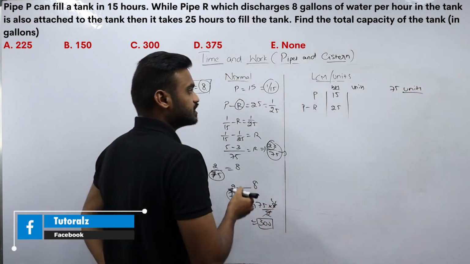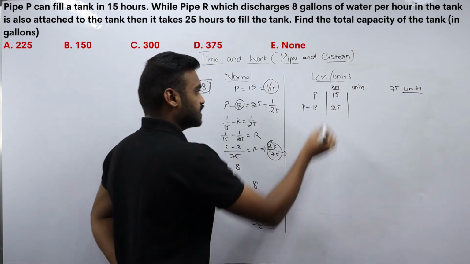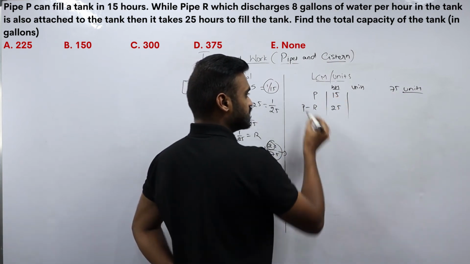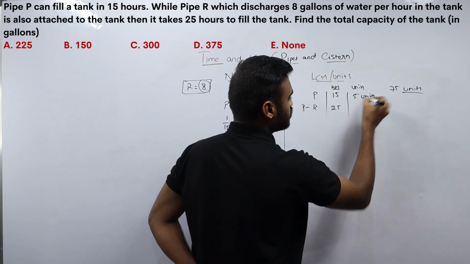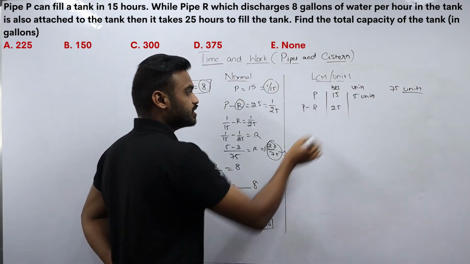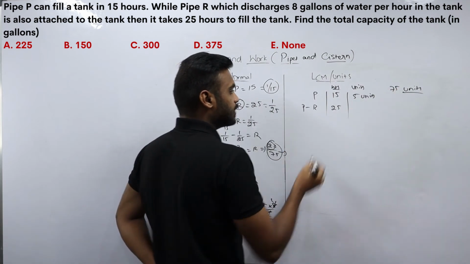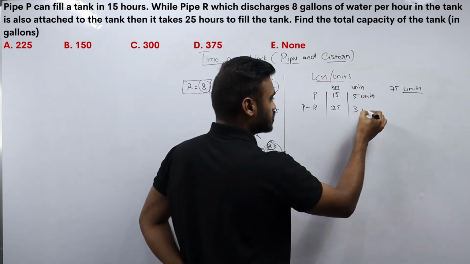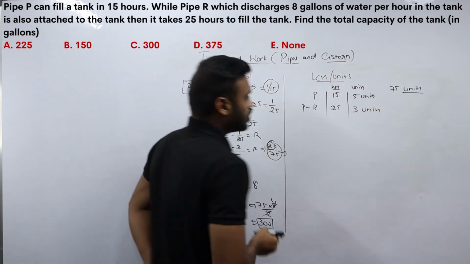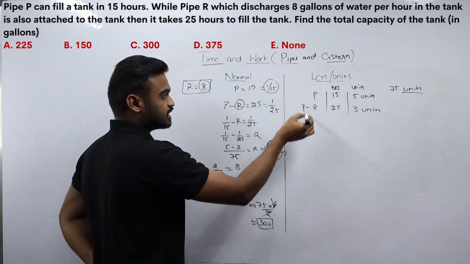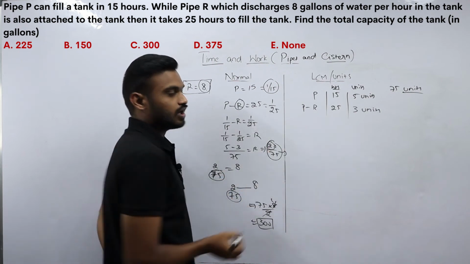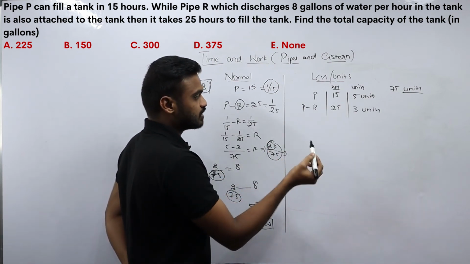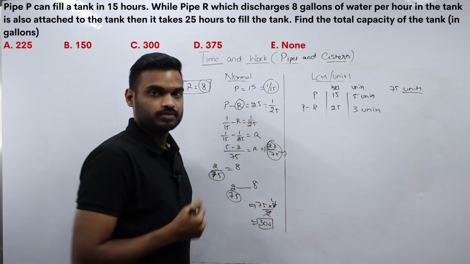Okay. Now they are saying that 75 units can be completed in 15 hours. So per hour P is doing 75 by 15, that is 5 units of work. In the same way, P minus R is doing it in 25 hours. So 75 by 25, that is per hour they are doing 3 units of work. Now if I subtract this P from P minus R, I will come to know R's efficiency, or the part of work that is completed by R per hour.